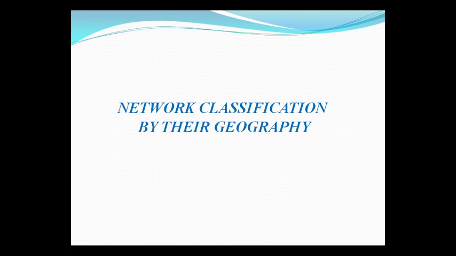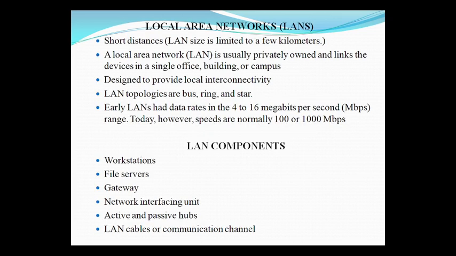In this video, we are going to learn what is network classification by their geography. Computer networks can be classified based on the geographical area they cover, that is, the area over which the network is spread. In this category, the networks are LAN, MAN and WAN. LAN is local area network, MAN is metropolitan area network, WAN is wide area network. So let us discuss these categories of network one by one.